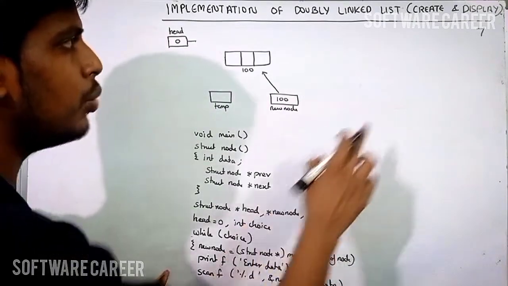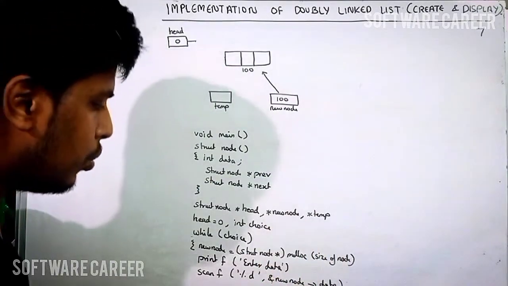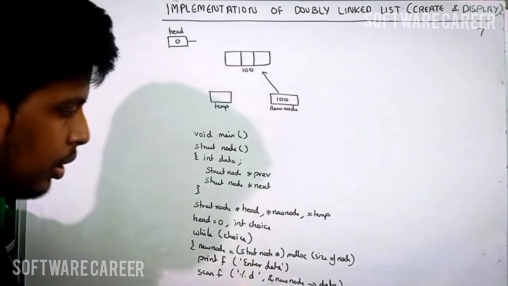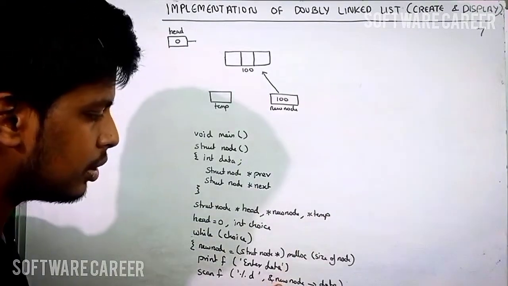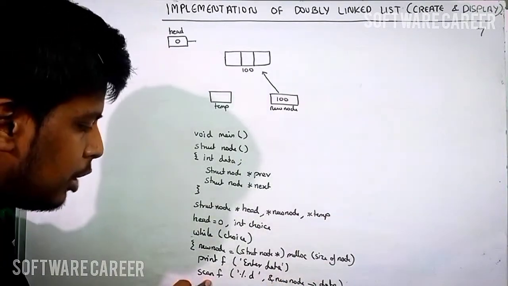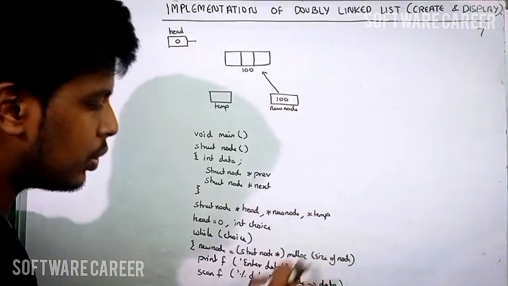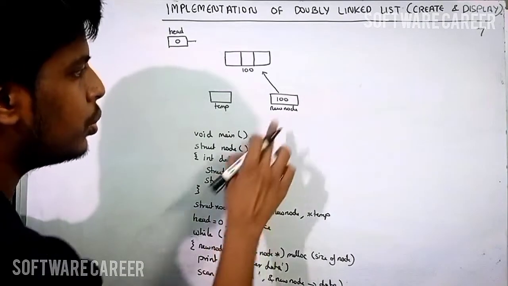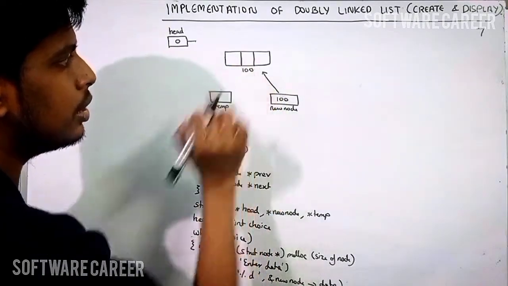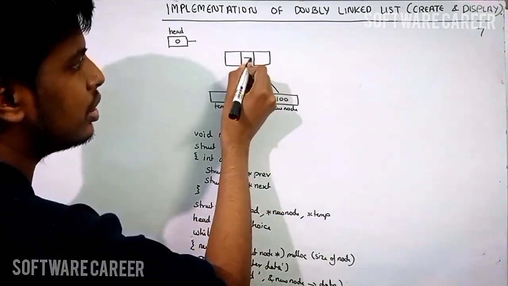Now see, you have entered 7. Now that 7 is %d. What is that 7? 7 is new node data. The scanf statement is used to read that 7. Now 7 is stored as new node data. New node is 100. 100's data is this middle part. So here 7 gets stored.